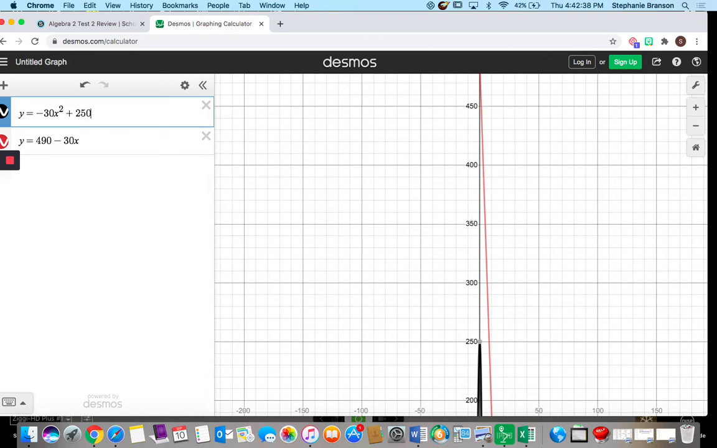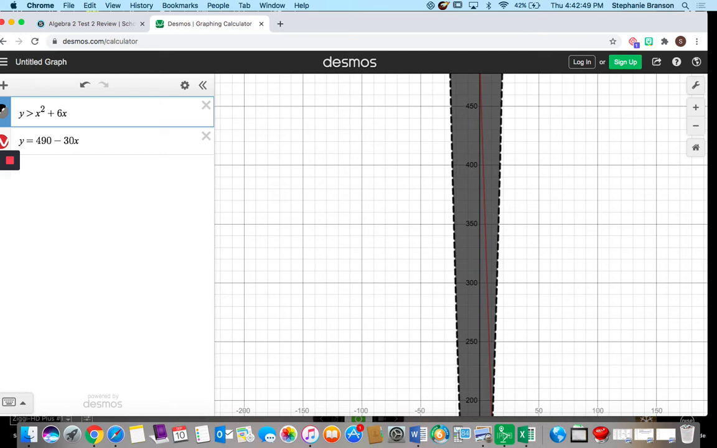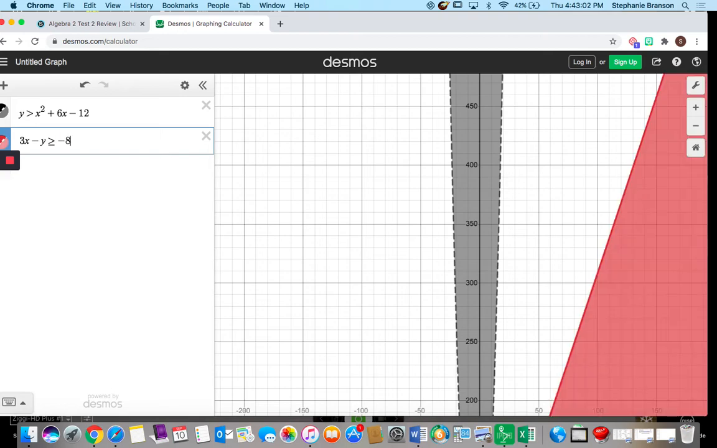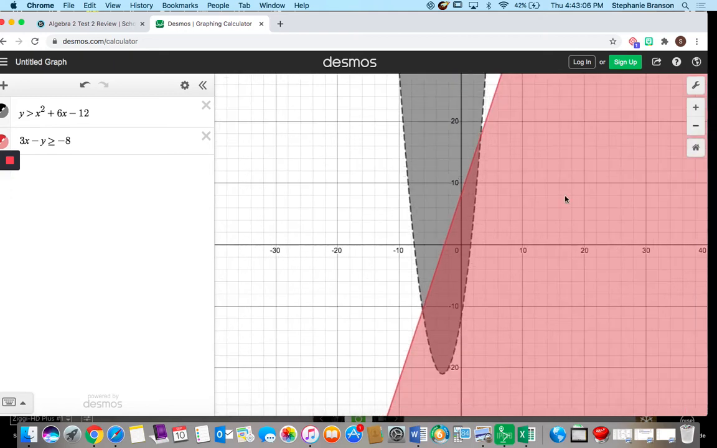Next one tells you, they don't give you a graph, but they tell you to solve it using shading, so we'll just talk about it. It's the same as if you had a linear equation like we did last week, or maybe two weeks ago, I can't remember when. So anyway, we've got our quadratic equation, we've got our linear equation. Do you see where they overlap? This would be our solution region.